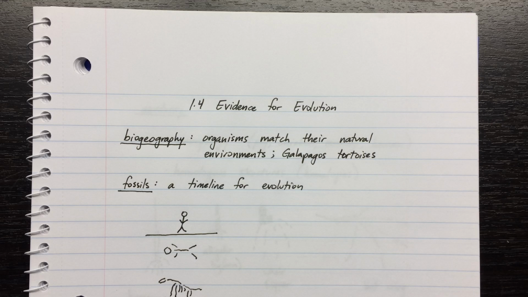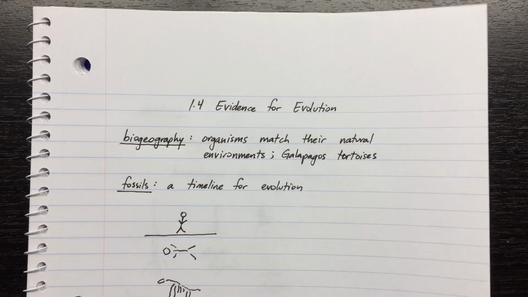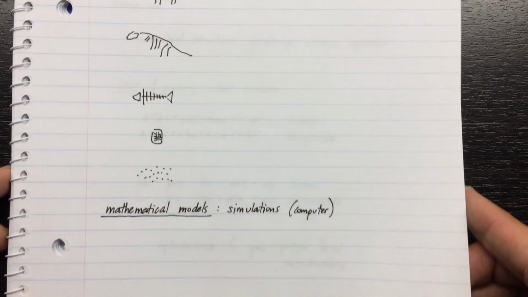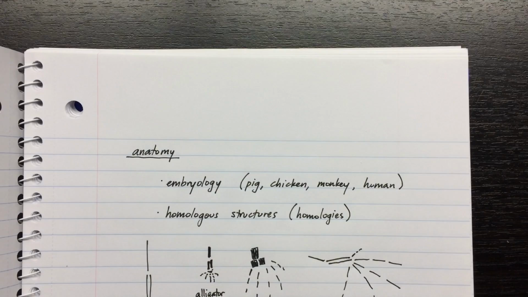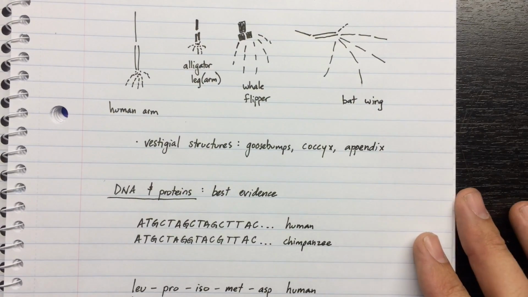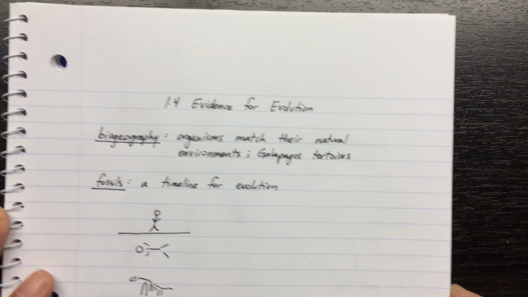Hi, welcome to video 1.4, Evidence for Evolution. In this video I'll be focusing on 5 types of evidence for evolution, including biogeography, fossils, mathematical models, anatomy, as well as molecular evidence. So let's begin.